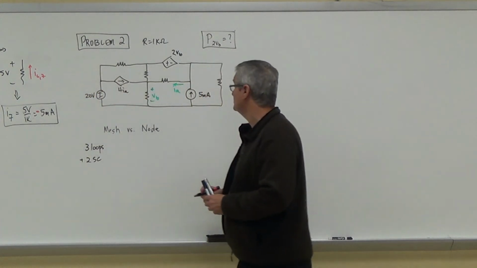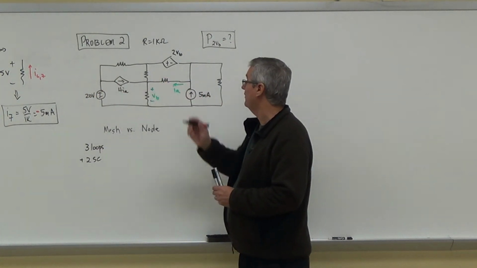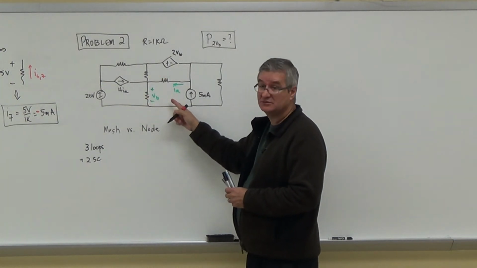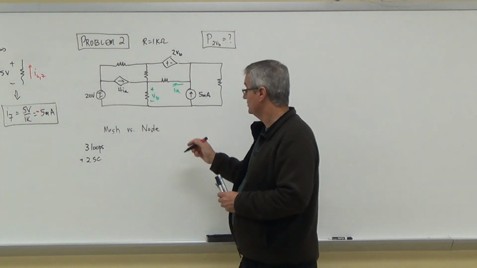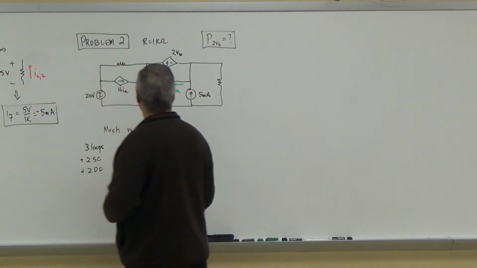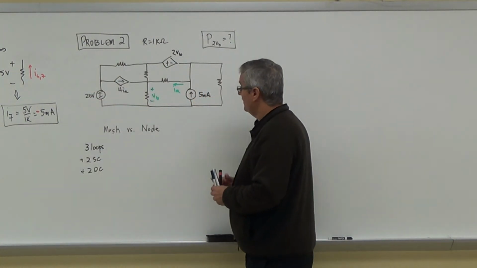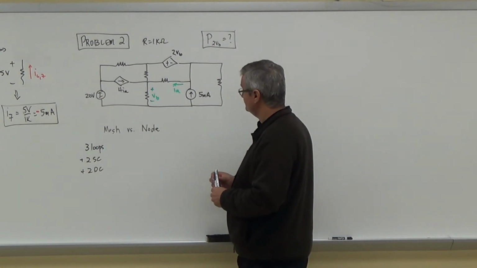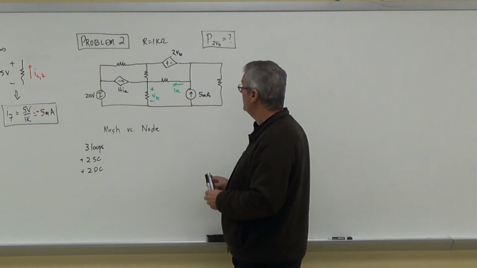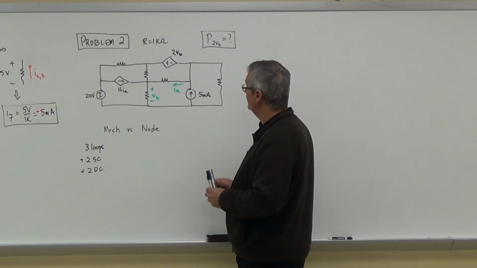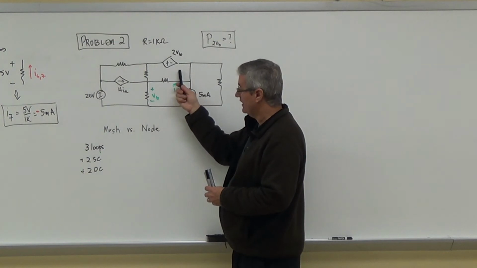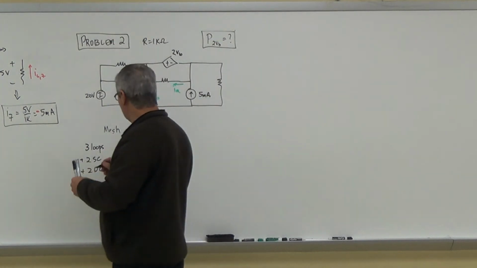Are there any dependent sources? Yes, that one and that one. Can I reduce the dependent conditions? The answer is no. So I have 2 dependent conditions. In order for me to get this, well, if I get this voltage, then I'll have that current right there. So I'm seeing 7 equations.